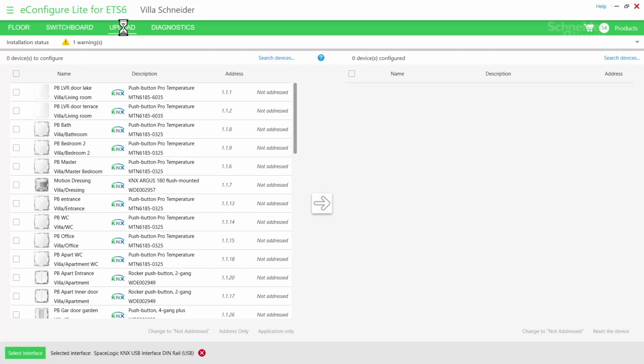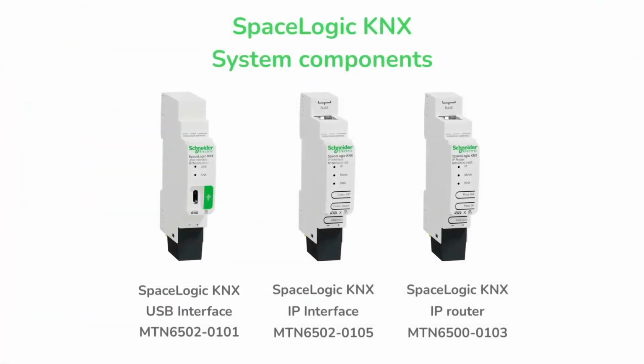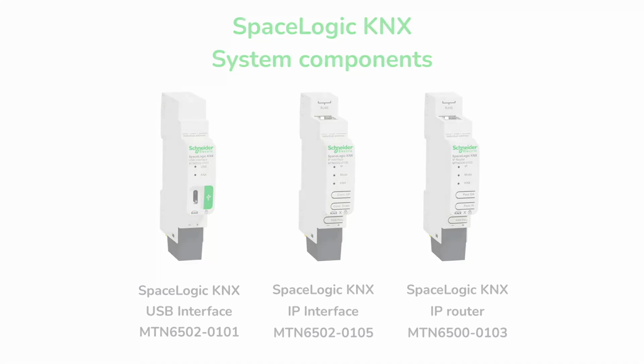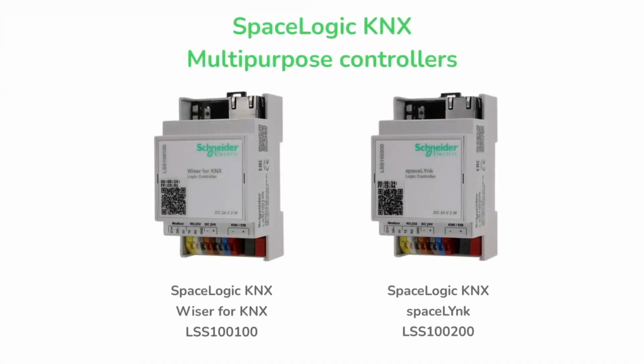The first thing to do is to connect the PC to the KNX bus via a bus interface. Several options are available. You can use a USB interface with USB-C connection. Or you can use different IP devices, like the IP interface or IP router. Of course, the PC and the KNX IP device must be connected to the same network or with a patch cable. If you have a WISER for KNX or SpaceLink in the installation, these can also act as IP programming interface.